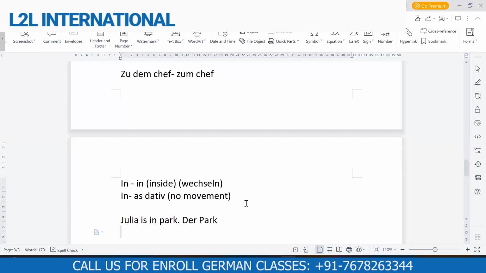Samriddhi, I would want this from you. Julia is in the park. How would you say that in German? Make sure to use "in" and to use the dative article, because I told you we are using "in" as dative. So you have to use the dative article. A normal article for park is der. Now do it. Think and do. Remember, der changes to dem in dative when it comes to masculine. The rest you can take care of. You just need to arrange the sentence.